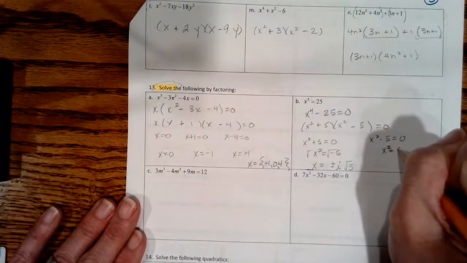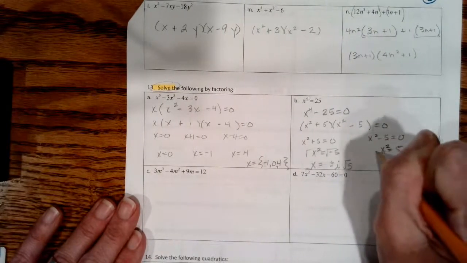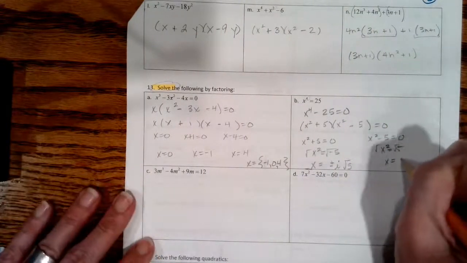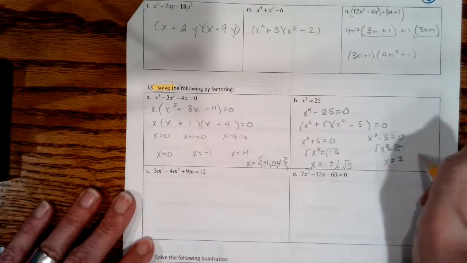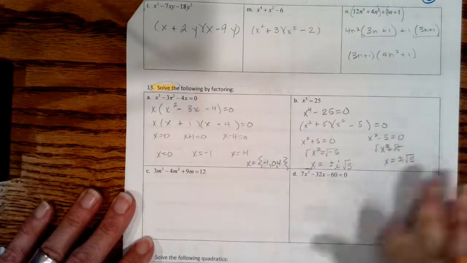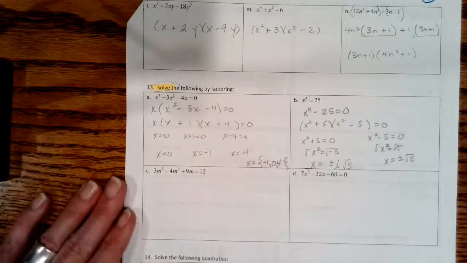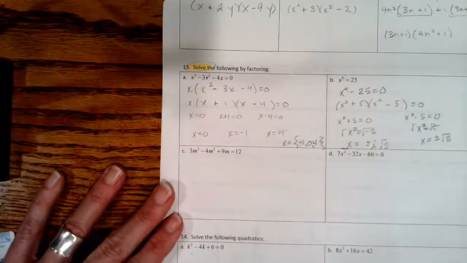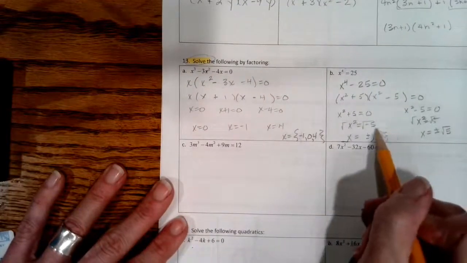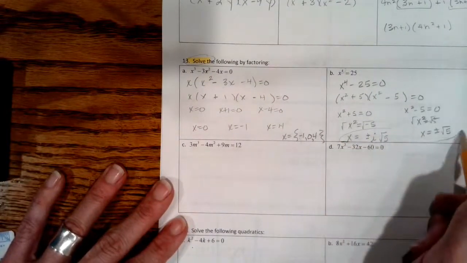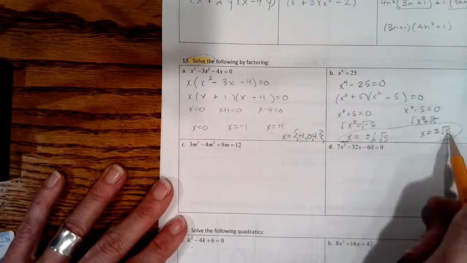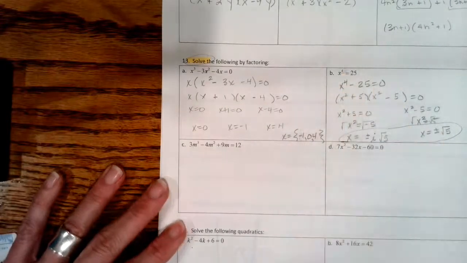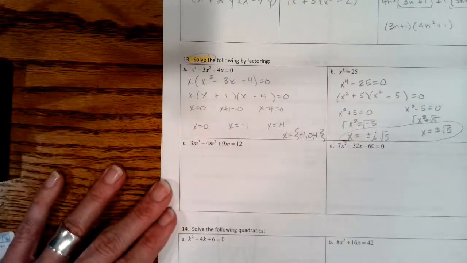X squared is equal to 5. X is equal to, when I draw the square root, I have to include the plus or minus square root of 5. That's an irrational number, somewhere bigger than 2, less than 3. So those are my final answers there. All 4. I have 4 values of x because I have x to the 4th power.